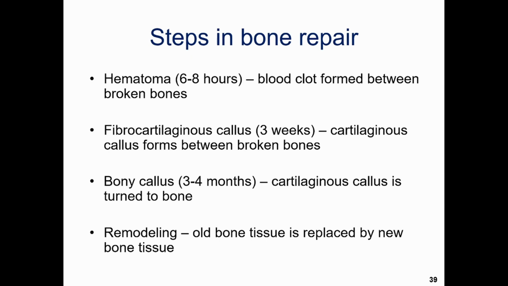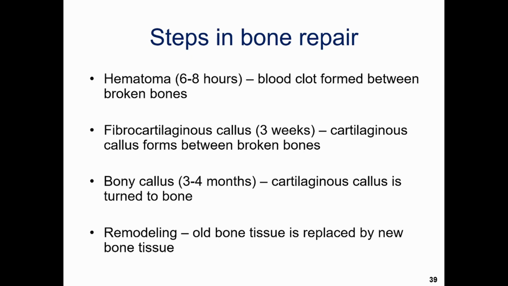After a few weeks, you're going to start laying down a fibrocartilaginous callus. This is just a cartilage-based callus that's going to form between the broken bones. So we're forming a cartilaginous bridge between the two pieces. That's going to be in the first few weeks, the first like 3 or so weeks. From there, you form a bony callus, which is going to take 3 to 4 months, where we're going to slowly replace that cartilage with bone.